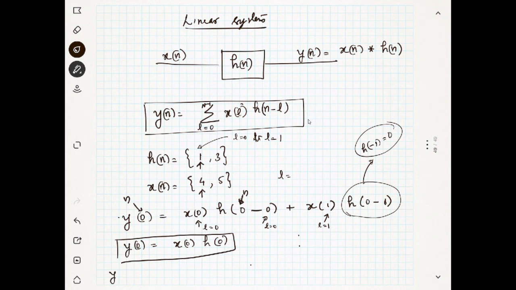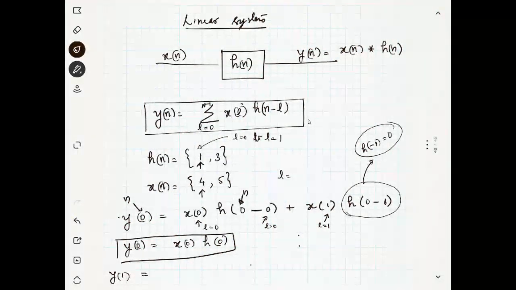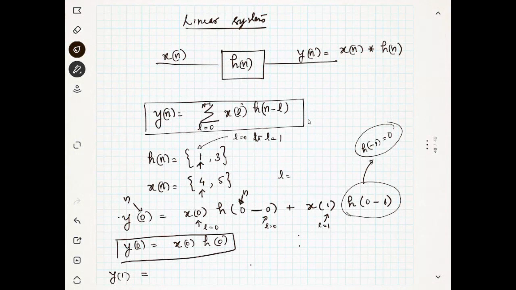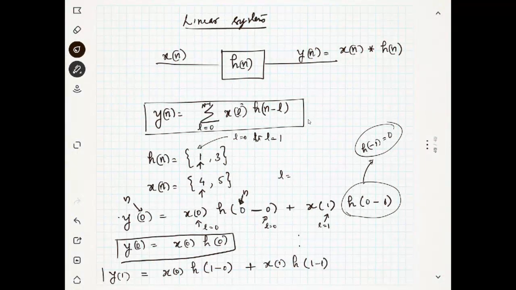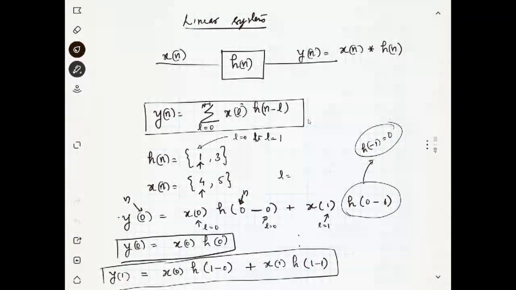Now I will find y of 1. What is y of 1 here? It means x of 0 into h of 1 minus 0, plus x of 1 into h of 1 minus 1. Observe this carefully. This is not a simple thing. You will not get this explanation from any textbook. That's why I'm saying it is very difficult to get an explanation like this.